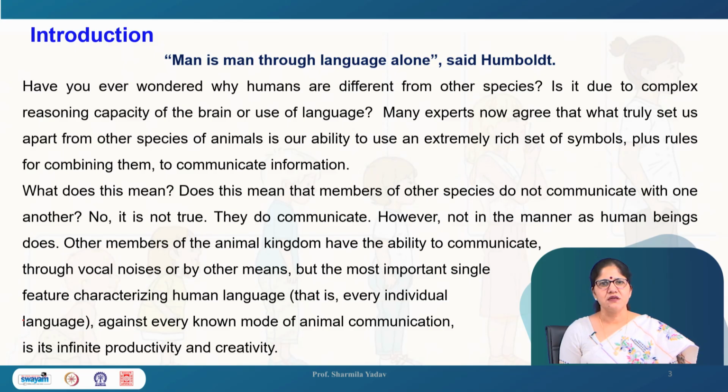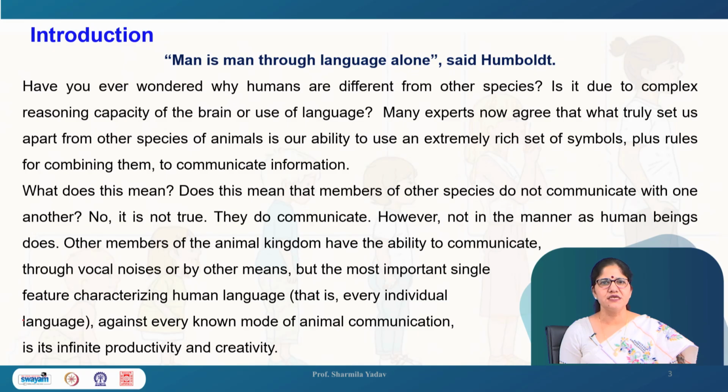What does this mean? Does this mean that members of other species do not communicate with one another? No, it is not true. They do communicate. You must have seen monkeys and birds. They communicate when some danger is there. They communicate regarding food. However, not in the manner that human beings do.